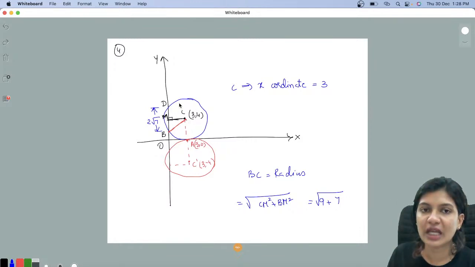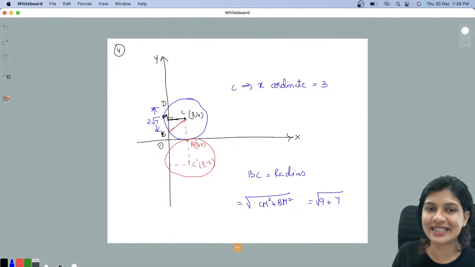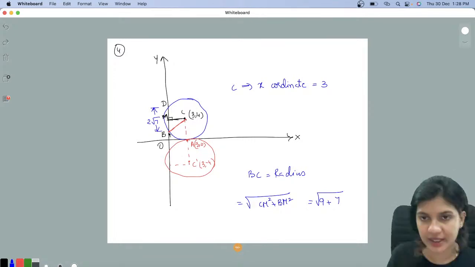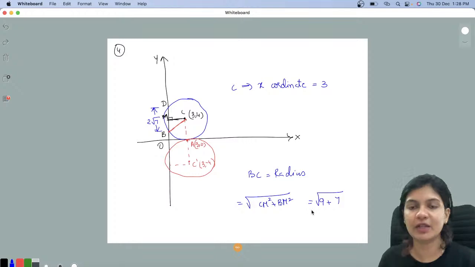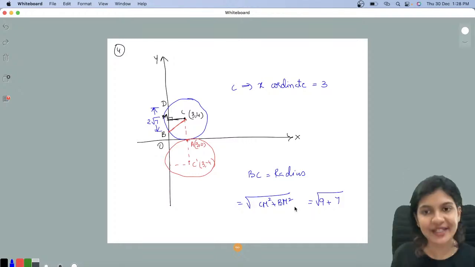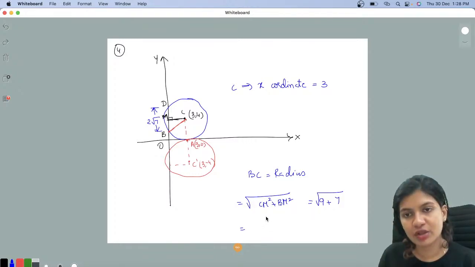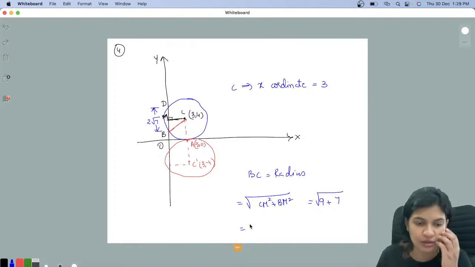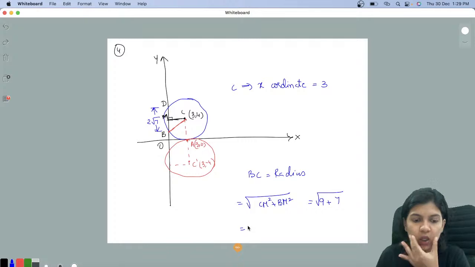Because that is the chord BD and CM is the perpendicular bisector of the chord BD, each half length will be root 7. Root 7 square is 7. Which again equals to what? You will be getting 4 as the answer. Yes, 16, so 4 will be your answer.